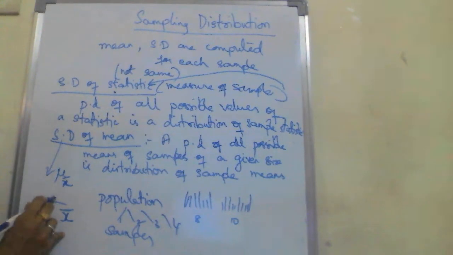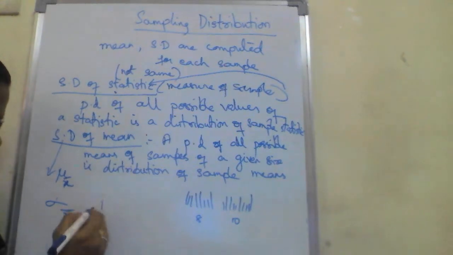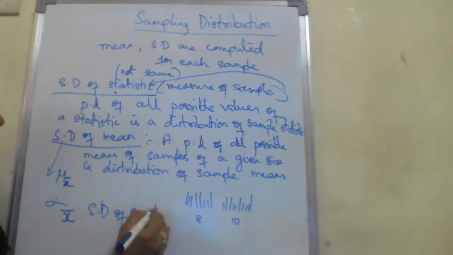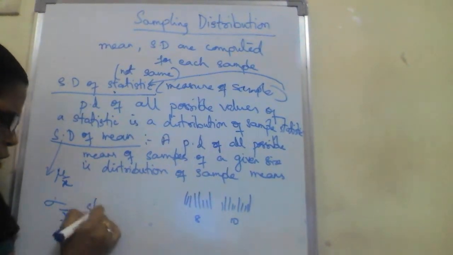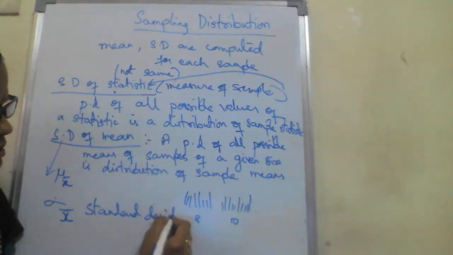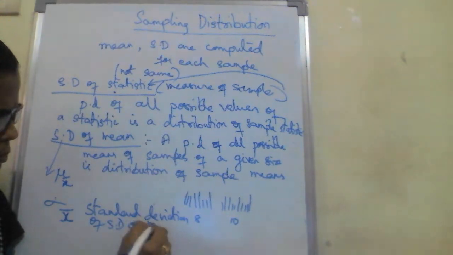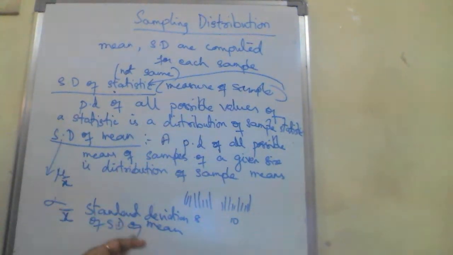This is the standard deviation. This is called the standard deviation of the sampling distribution of mean. So you have to remember these terms, so that when you go to the next topic we will be using these terms.